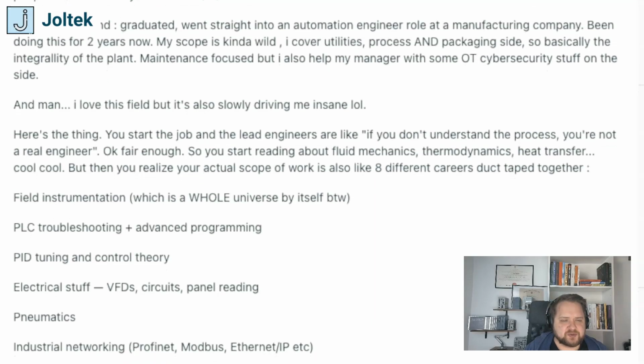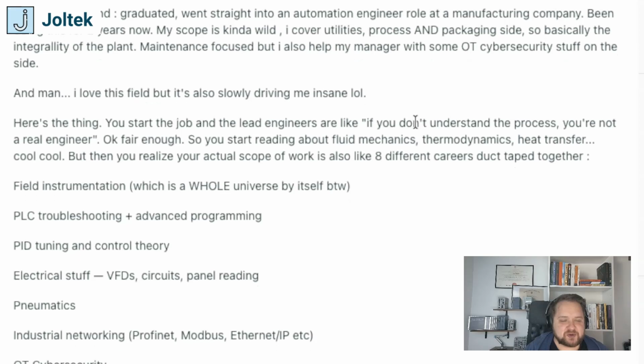Quick background: graduated, went straight into an automation engineer role in a manufacturing company, been doing this for 2 years. My scope is wild, I cover utilities, process and packaging sites, so basically the integrality of the plant, maintenance focused, but also help my manager with some OT cybersecurity stuff on the side. And man, I love this field, but it's also slowly driving me insane.